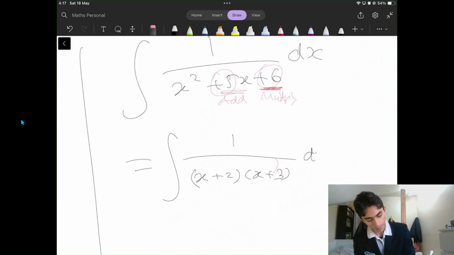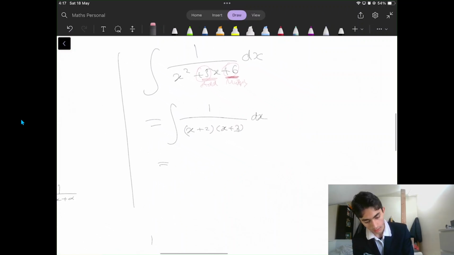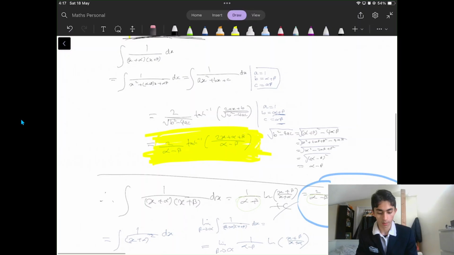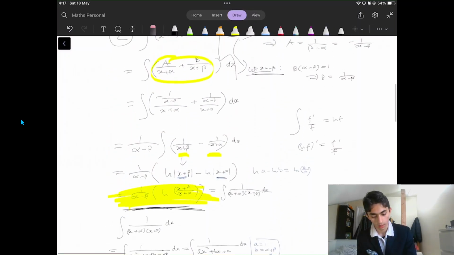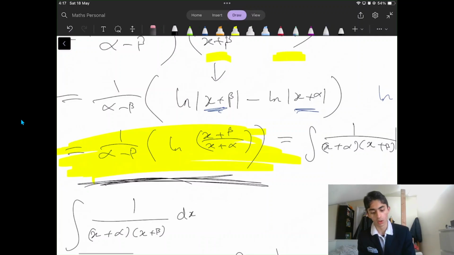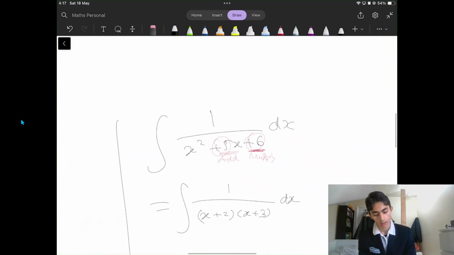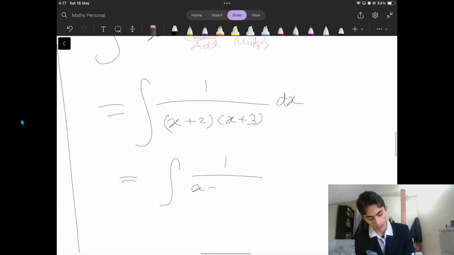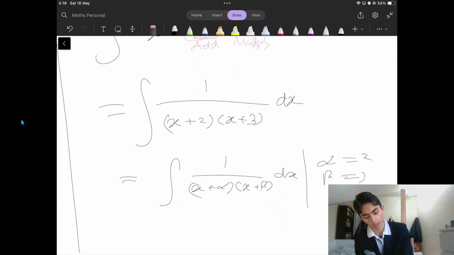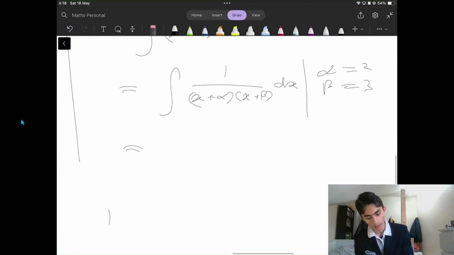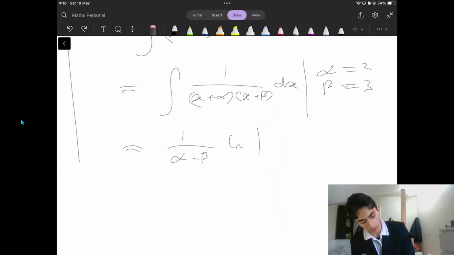And essentially, we get that dx, which if we use our integral definition from earlier, what did we have? We essentially should expect to get 1 over alpha minus beta times log of x plus beta over x plus alpha. So we can rewrite this as 1 over x plus alpha times x plus beta dx, evaluated when alpha is 2 and beta is 3, or vice versa, doesn't really matter because commutativity. Which gives us, from earlier, 1 over alpha minus beta times logarithm of x plus beta over x plus alpha. Of course, evaluated when alpha is 2 and beta is 3.